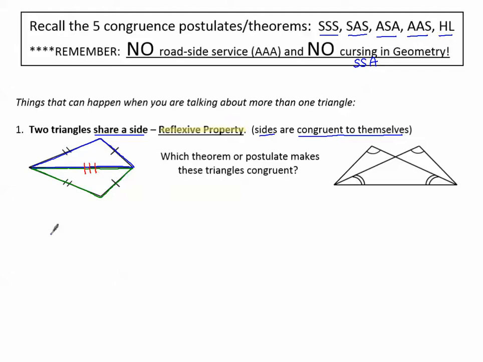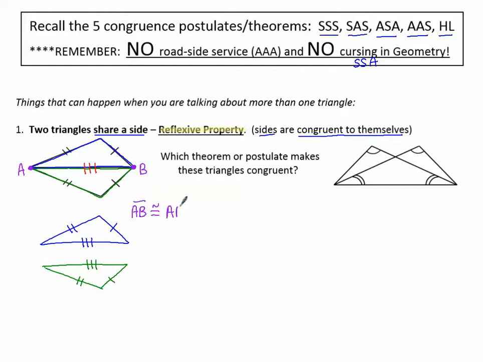Now we can see these two triangles separately if we want to. If I separate them, they look like this and like this. And I'll put those same congruent marks. Now we don't have to do that, but the point is this side is congruent to itself. Now, if this side had endpoints that had names, such as A and B, we would write that AB is congruent to itself, AB.